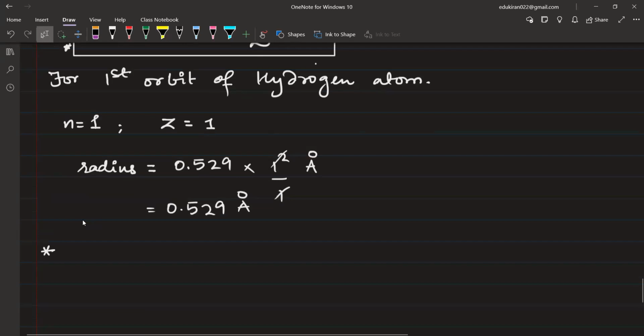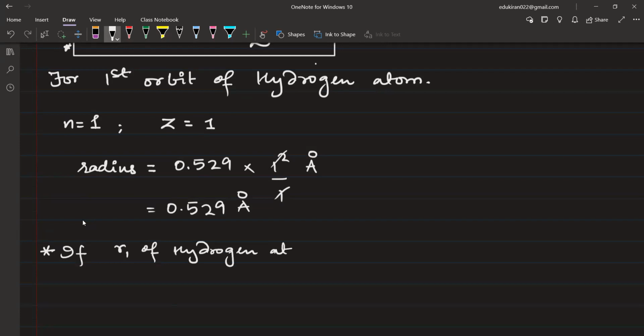Please see, if R1 of hydrogen atom is equal to some number a given to you, whatever be the unit, नैनोमीटर, जो भी कुछ दिया हुआ है वो यूनिट होगा. a is a number with unit.